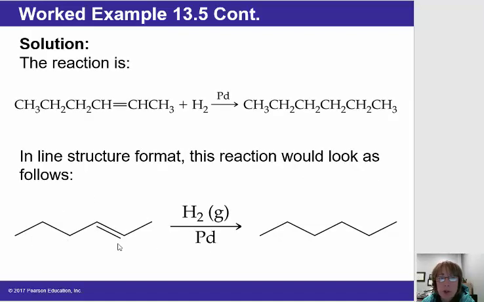So here's the line structure of 2-hexene, and when we add hydrogen across that double bond, we get the saturated alkane, and the name of the alkane would be hexane. So if you got that right, give yourself a pat on the back.